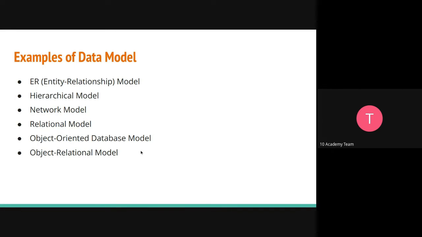So these are going to be your basic terminologies that you use in your database, right? So when you are designing your data model, for example, let's take a look at the ER model.